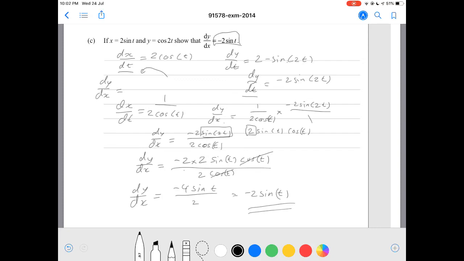And this question is a merit question, okay? So to get a merit, it's the correct solution. And to get an achieved, it's the correct expressions for dx over dt and dy over dt. So you need both of these, dx over dt and dy over dt, and you'll get an achieved. Alright, moving along.